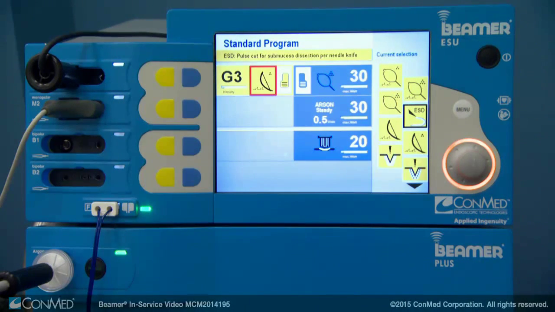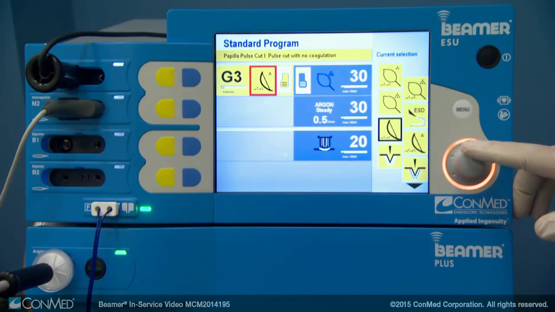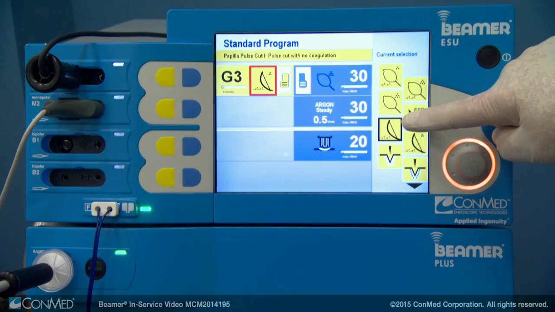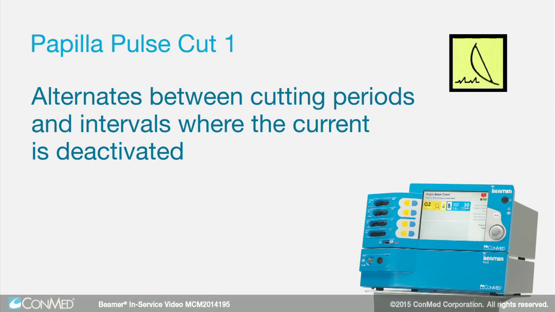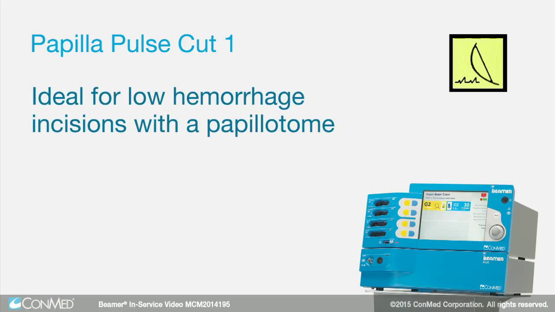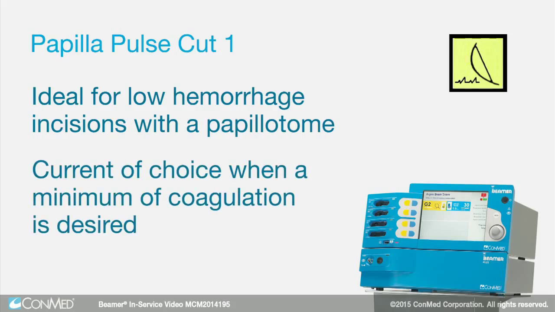The next current is Papilla Pulse Cut 1. This pulsed current has no extra coagulation, as designated by the lack of dots. It alternates between cutting periods and intervals where the current is deactivated. It is ideal for low hemorrhage incisions with a papillotome, and it is the current of choice when a minimum of coagulation is desired, as when performing a pancreatic papillotomy.